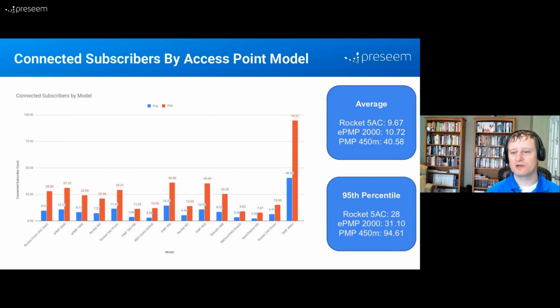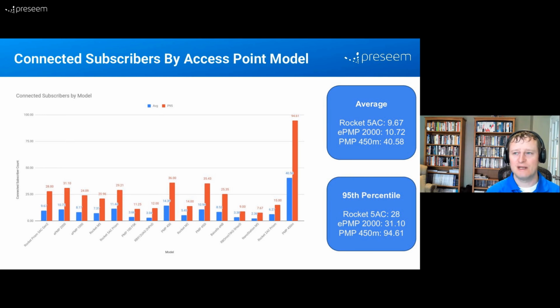This is connected subscribers by access point model. Before I do this, I want to explain the average and the 95th percentile here because it's really important. It's explained in the document as well, but it's pretty important. This chart is connected stations, obviously, on the y-axis there. And average is simply summing up all the subscribers attached to that model and then dividing by the number of the model. So this gets you a good picture of what's actually happening in the field.